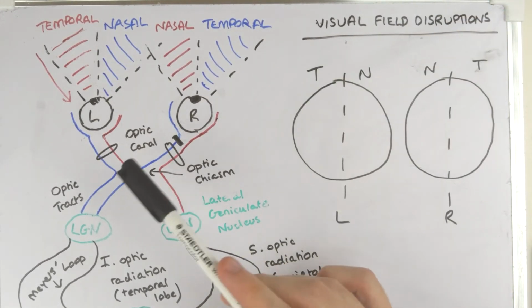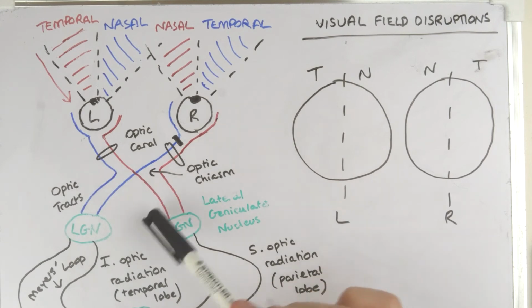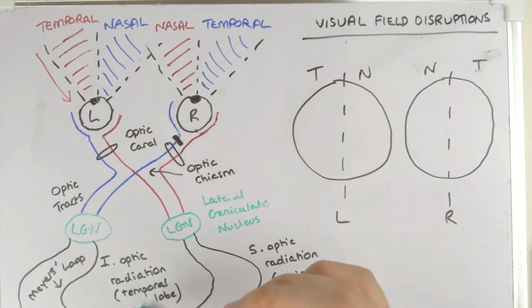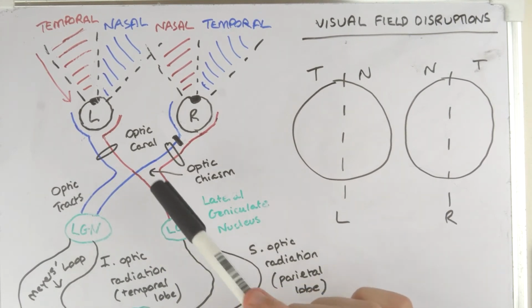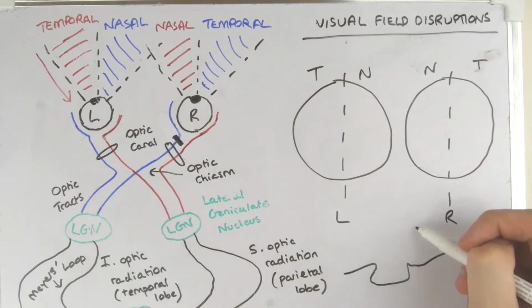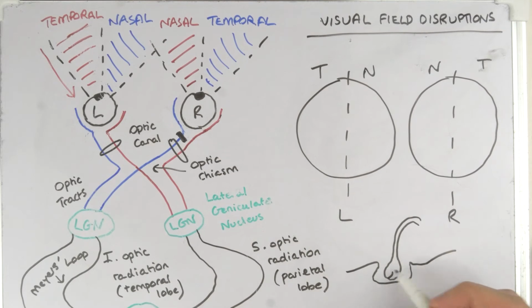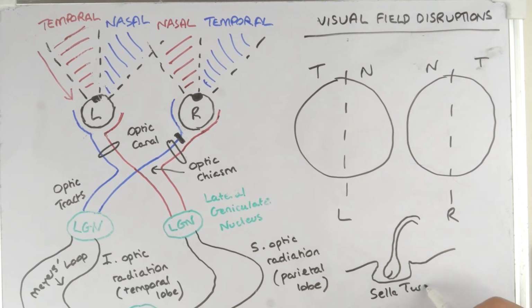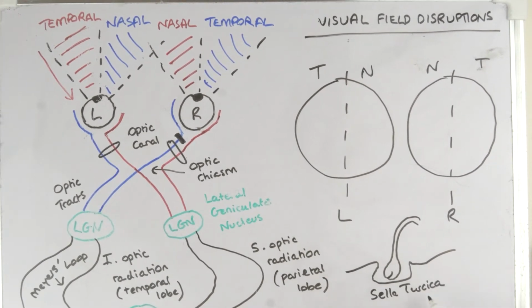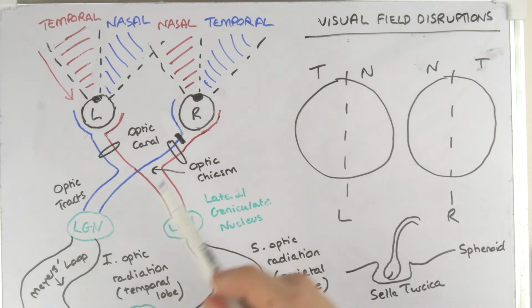Now, a lesion in the optic chiasm here, where our nerve fibres cross over, is a really interesting example, and it's a really good one to know for exams. So you'll hopefully remember that the pituitary gland sits in the sella turcica, which is a small saddle-shaped depression, sella turcica, Turkish saddle, in the sphenoid bone, which happens to sit around here.